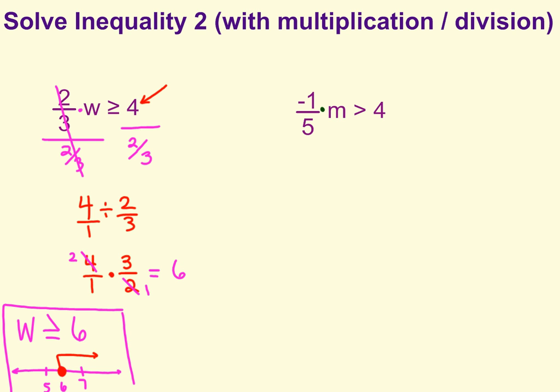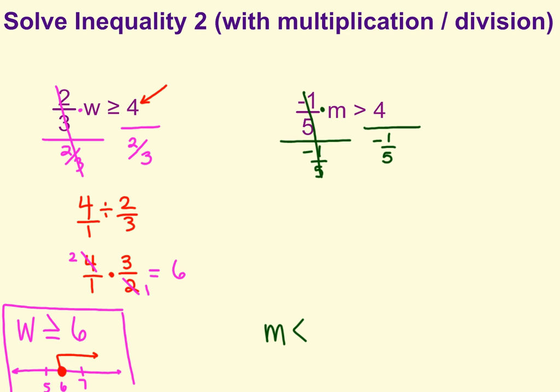M is being multiplied by negative 1/5. The opposite of that is to divide by a negative 1/5. So here I go, dividing both sides by a negative number. That's the step that has us flip the inequality. So instead of M being greater than, I'll write it down here, M is going to be less than some value. But of course we need to do the math.